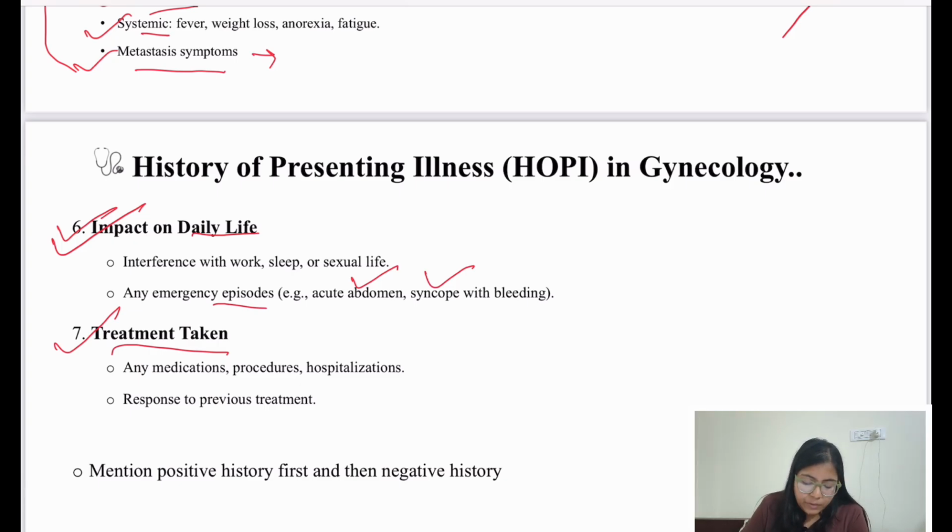And first mention the positive history, and then the relevant negative history. Okay, like if you are suspecting in a postmenopausal patient who comes with postmenopausal bleeding, then carcinoma, CA endometrium or CA cervix is one of the differentials. So you ask about the relevant positive history first, and then the negative history, like if there is no history of loss of weight, no history of loss of appetite. Okay.